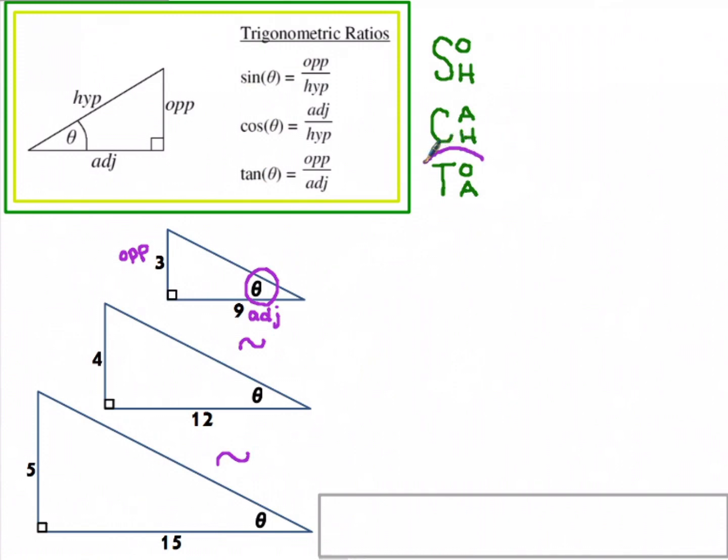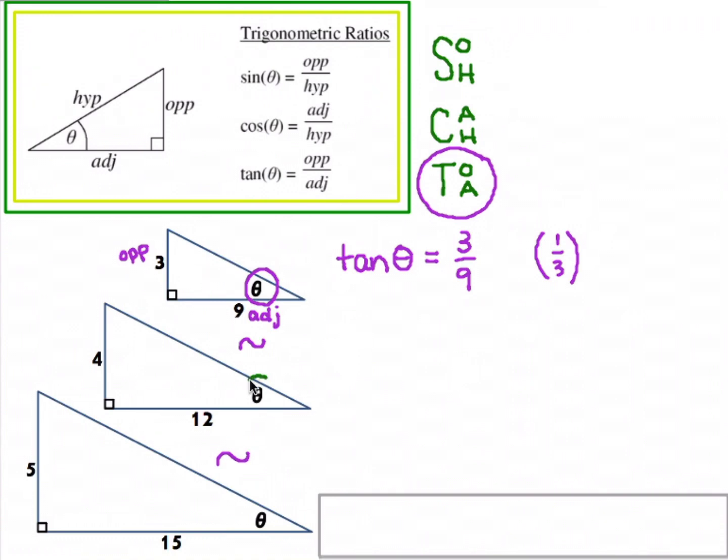Do you see that the TOA has the O and the A? So what that tells me is that when I set up my trig ratio, I'll want to use the T. I'll want to use the tangent ratio. And the way I say this is that the tangent of angle theta is equal to the opposite over the adjacent. If you wanted to reduce that, you could. Usually I just leave it as 3 over 9.